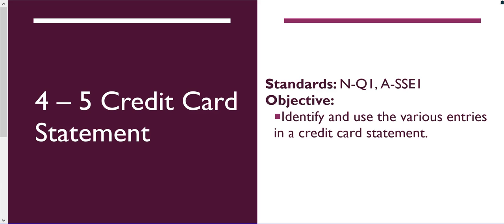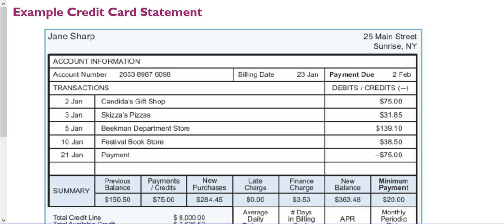Unit 3, Learning Set 5, we're going to look at credit card statements. And the objective is to identify and use the various entries in a credit card statement. So this first example is just an example of what a credit card statement looks like.